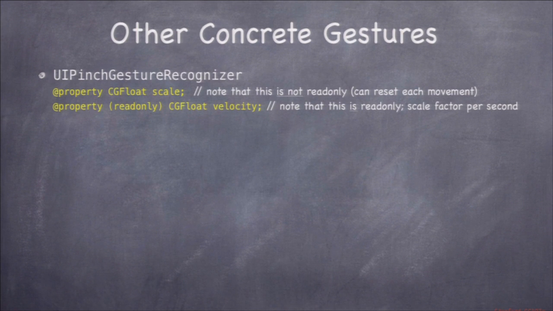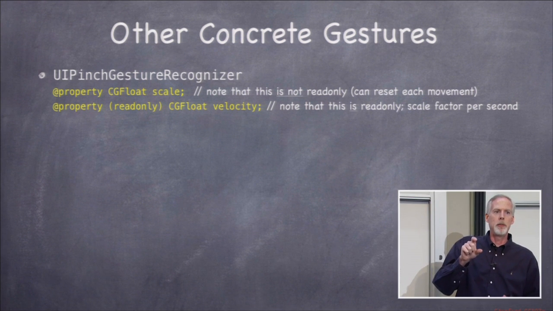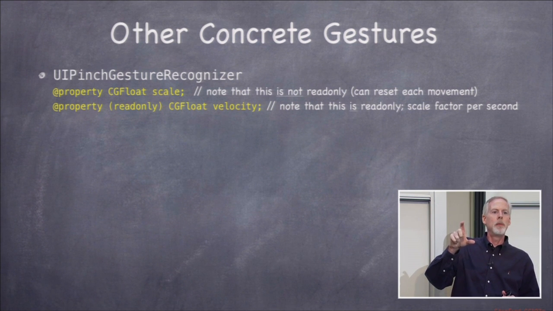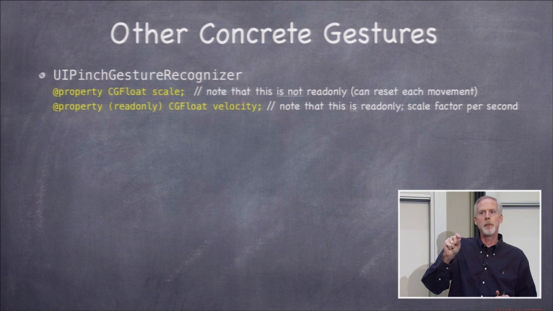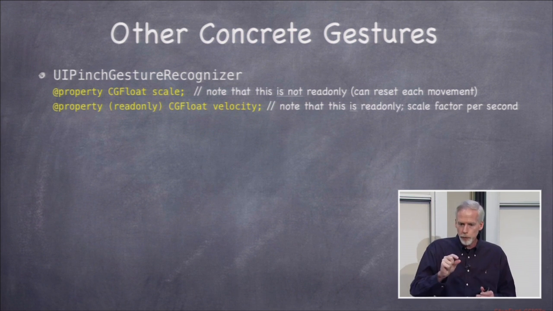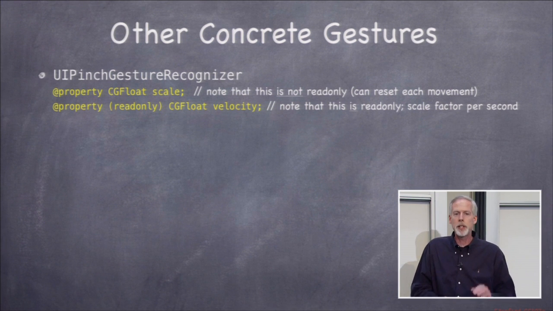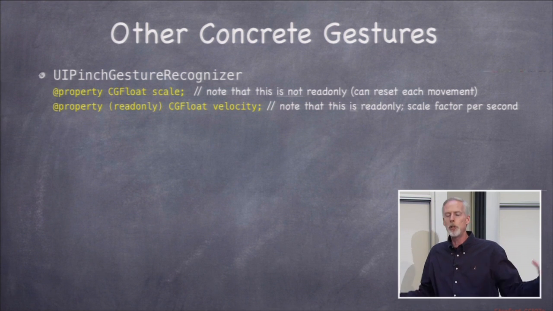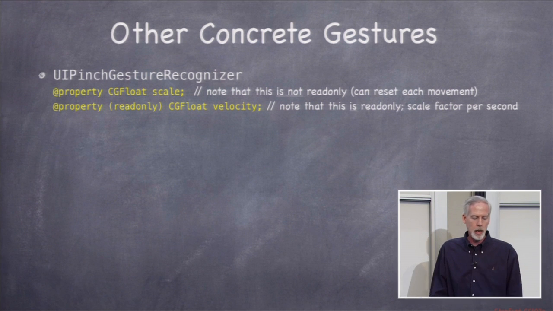Okay, so let's look at some of the other concrete recognizers. Pinch. Okay, pinch doesn't have translation, it has scale. So when the pinch first starts, the scale is 1.0. And as I go out, 1.1, 1.2, 1.5, 2.0, then back 1.5, 1.2, 1.0, 0.9, 0.8, 0.7, 0.6. Okay, that makes sense? That's what's happening there. And then the velocity is how fast the scale factor is changing per second. So are you pinching really fast in, pinching fast out, et cetera. That gives you some indication of what the user wants. If they're pinching out really quickly, repeatedly, maybe they're trying to really zoom out fast. You could zoom out faster than usual or something.